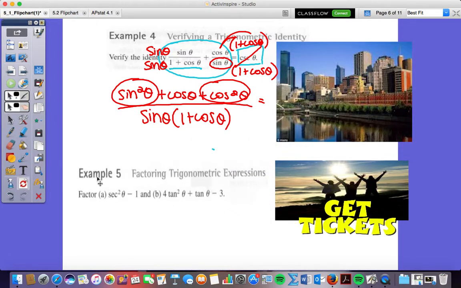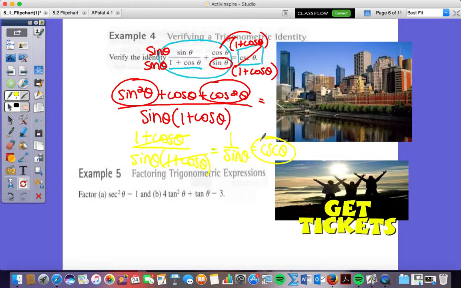So what would be the top now? 1 plus cosine of theta all over, and then I'm just going to rewrite what I had. Sine of theta times 1 plus cosine of theta on the bottom. They cancel because it's the exact same thing, right? Now, if this was 2 plus cosine, I couldn't cancel this. But because this is being multiplied, these cancel, leaving me with what? 1 over sine theta, which equals the other side, which is cosecant, right? And there you are.